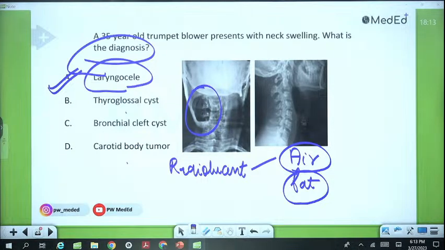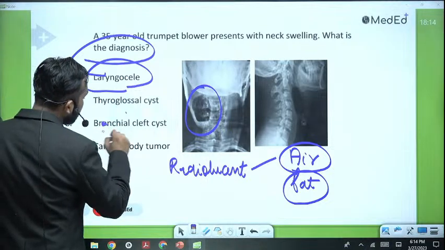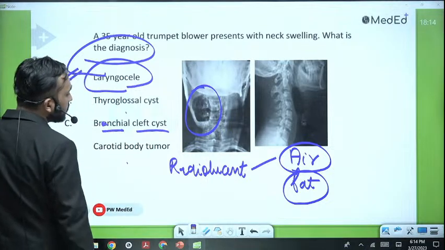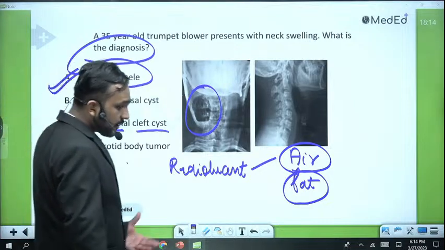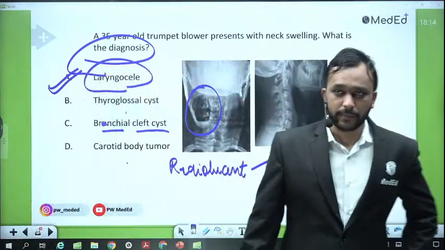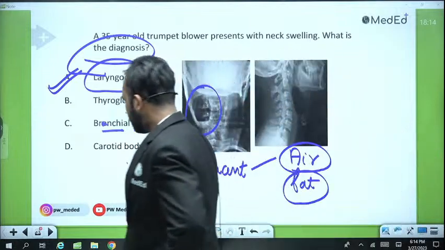If you talk about thyroglossal cyst, it is a fluid filled structure. A fluid filled structure will not look radiolucent on an x-ray, okay. If we talk about branchial cleft cyst, that is also not going to appear radiolucent. It is again going to appear radiopaque and very difficult to identify.